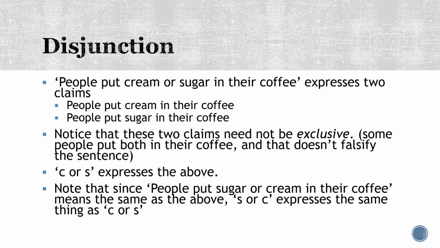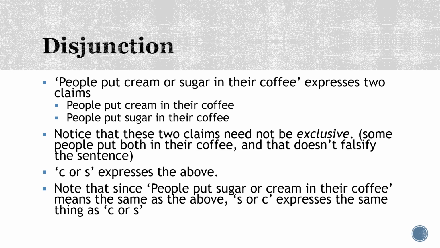And so notice that those claims are also not exclusive. That is, some people put both cream and sugar in their coffee, and that doesn't make the sentence false, right? So the fact that some people use both doesn't mean it's false that people put cream or sugar in their coffee. No. Both is okay. That's called an inclusive "or," and that's going to be the default. We're going to generally treat an "or" as inclusive unless we specify otherwise.